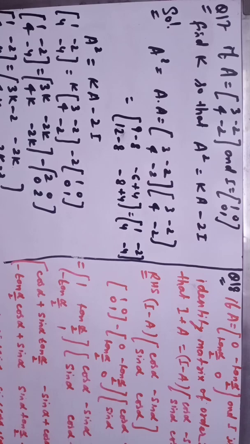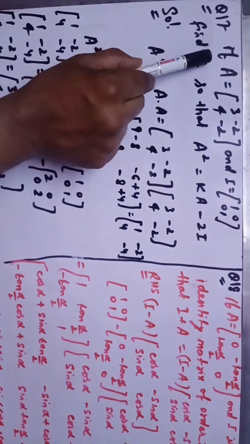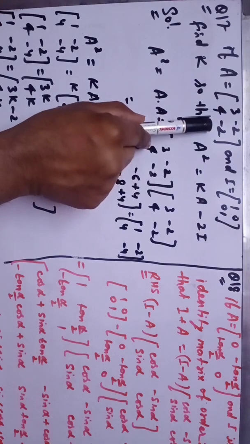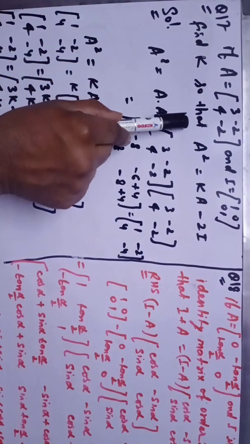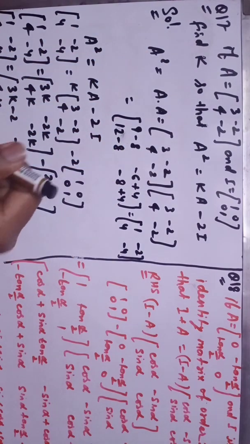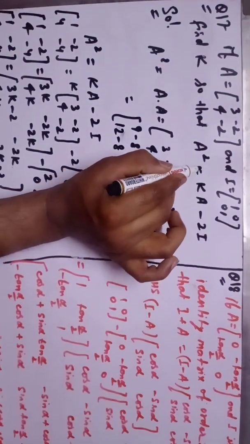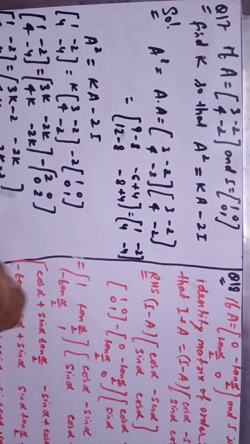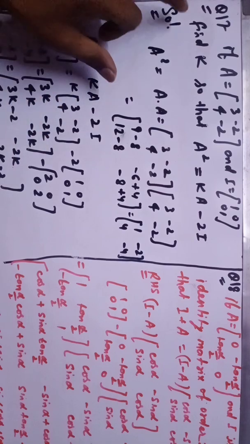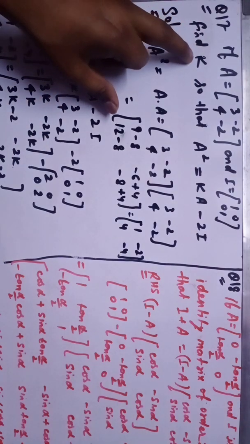Hello students. In this video we are going to solve 2 questions, question number 17 and question number 18 of your NCERT exercise number 3.2. Fine. So here this is a question. A matrix A is given and an identity matrix is also given. Find K so that A square is equal to KA minus 2I. We have to use this equation and find out the value of K.